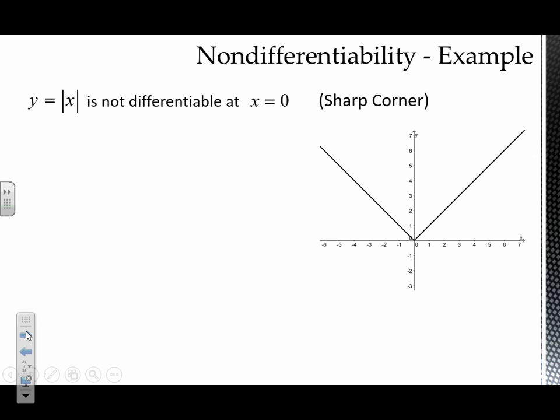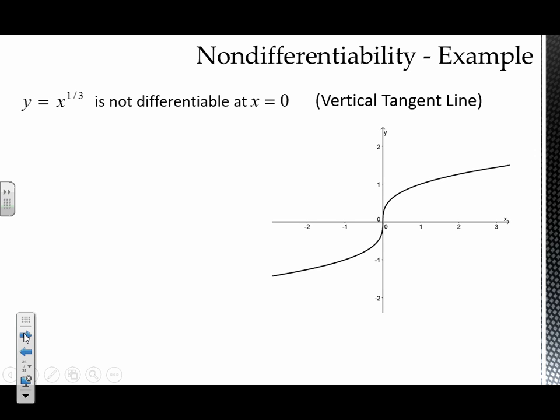We are not differentiable at 0. Why? We have a corner. We're not differentiable. We are not differentiable at 0. Why? We have a vertical tangent line.